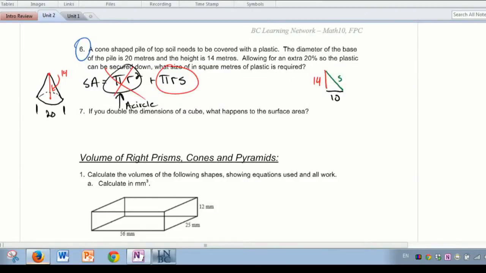So I'm going to go 14 squared plus 10 squared is s squared. Add those things together. 14 squared is 196. So I get 296 is s squared. Take the square root of both sides. Hopefully you guys see the trend that's happening here. You're going to get 17.2 is equal to the slant height.